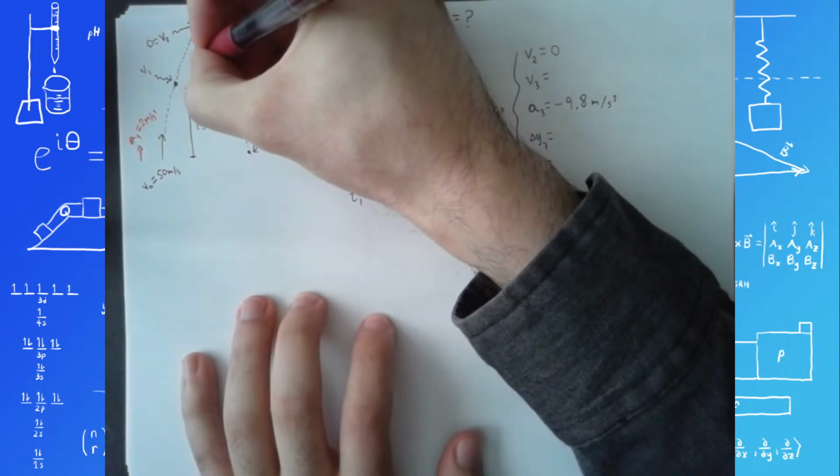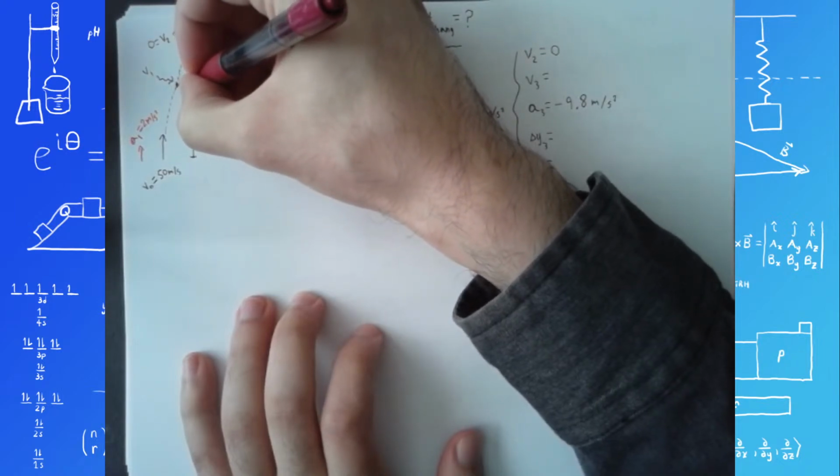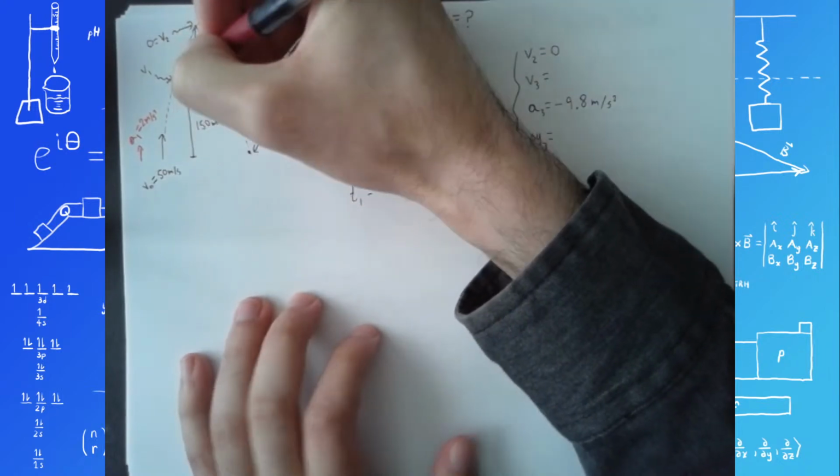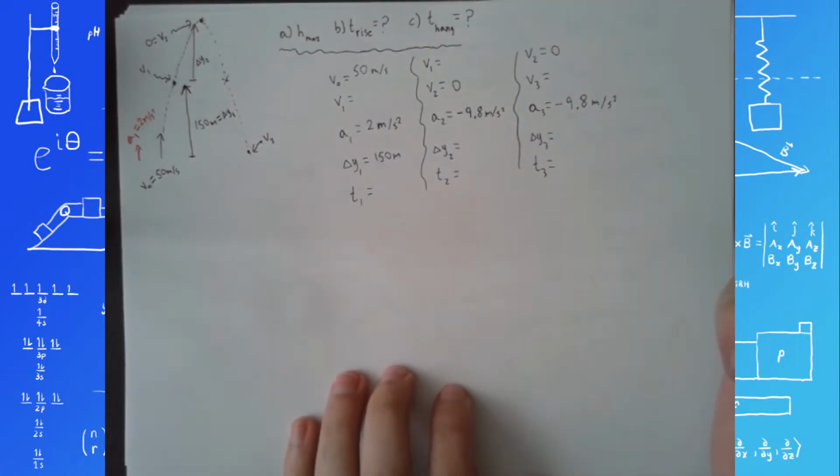I guess I'll draw it with an upward arrow, delta y2. Come to think of it, I probably should have drawn delta y1 with an upward arrow as well. Displacements are vectors after all, their direction matters.